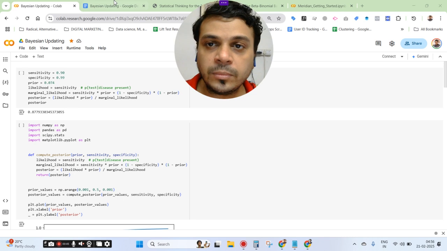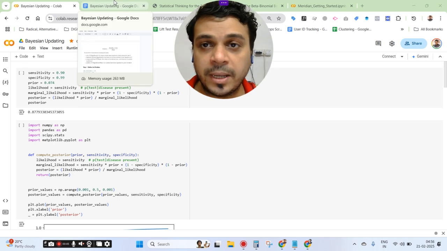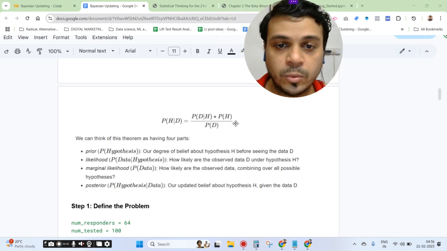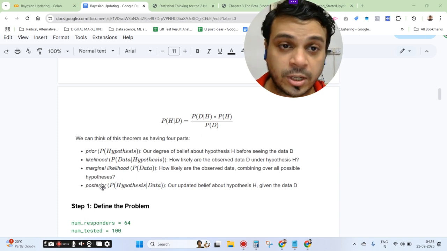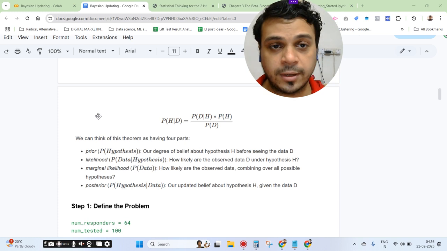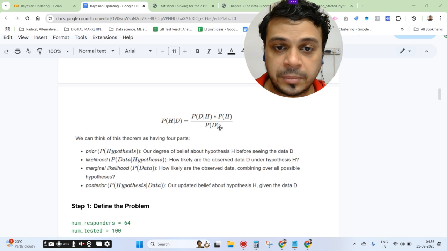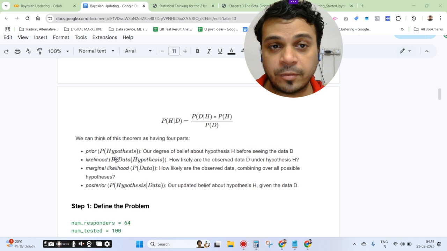Bayesian statistics is based on Bayes' theorem, something we had all studied in school. This is the basic theorem, which has four components. The probability of hypothesis given data is the posterior distribution. This is what we are trying to get, the posterior value of the distribution. Then there's the probability of data given the hypothesis. This is the likelihood. And this is the probability of hypothesis, which is the prior. This is the prior that we are assigning.